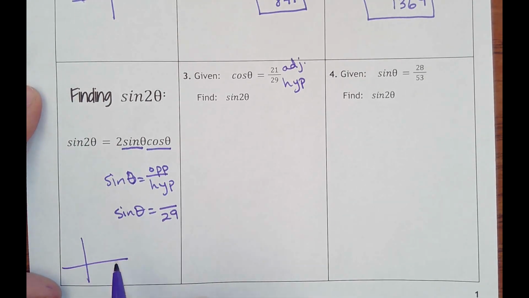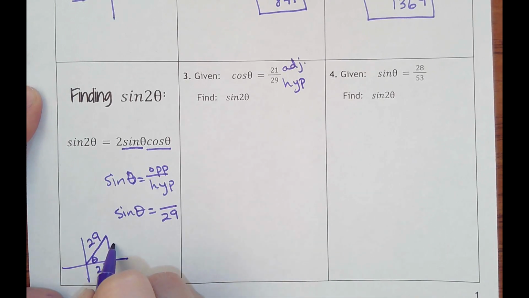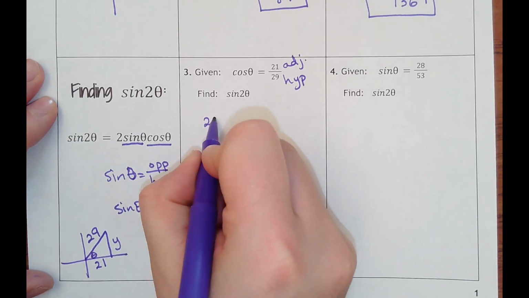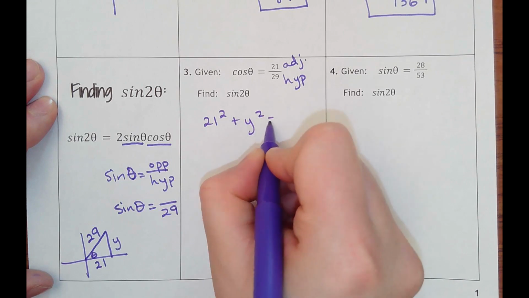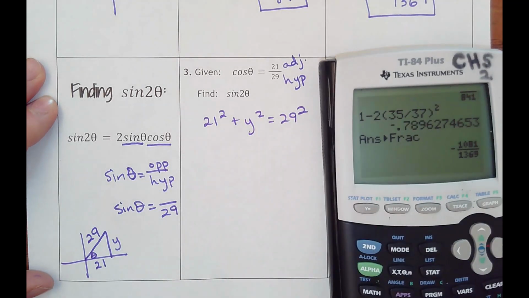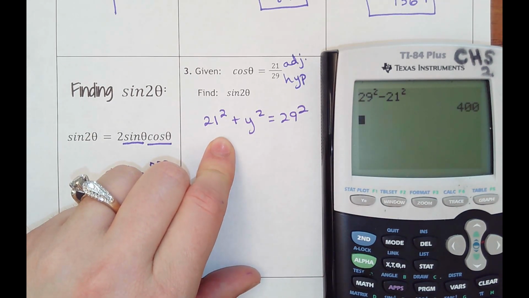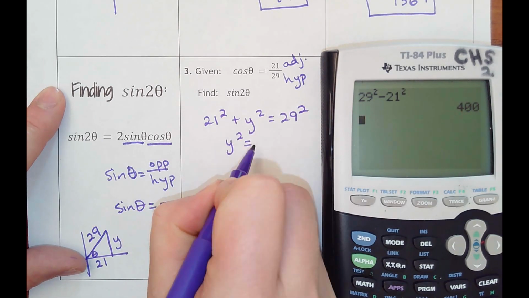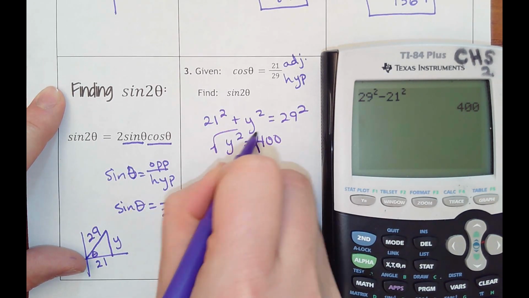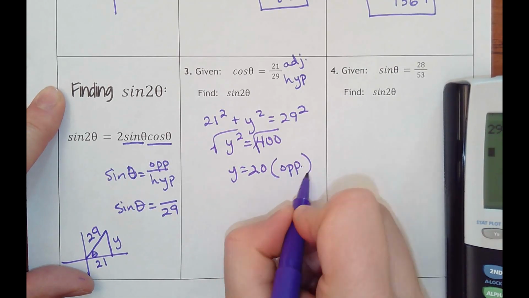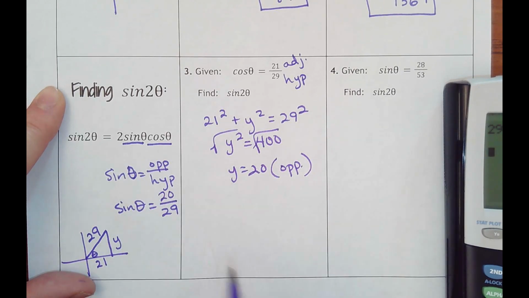It might also help to draw the triangle. We know it's in quadrant 1, where adjacent would be this x value. Hypotenuse is here. I don't know this y. So I'm going to have to do the Pythagorean theorem to figure that out. So it'd be 21 squared plus some y squared equals 29 squared. We should be really good at the Pythagorean theorem now. So I'll do 29 squared minus 21 squared, which is 400. Then to get y by itself, I would have to square root that, which I know is 20. And that is my opposite. So my sine ratio is really 20 over 29.